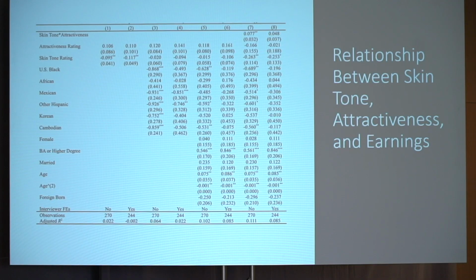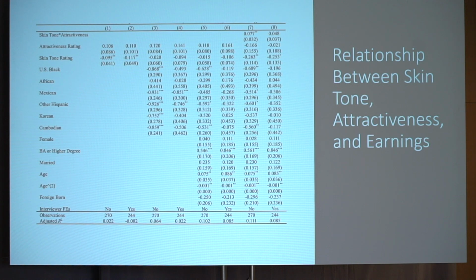So this is what we did to look at the relationship between perceived physical attractiveness, skin tone, and our outcome of interest, which is here log earnings, using some OLS regressions. We start with regressions in columns 1 and 2 that are very simple, that just look at a regression of skin tone and physical attractiveness ratings on log earnings. What we find here is that skin tone does have a statistically significant negative relationship with log earnings, implying that darker skin tones are associated with lower earnings.